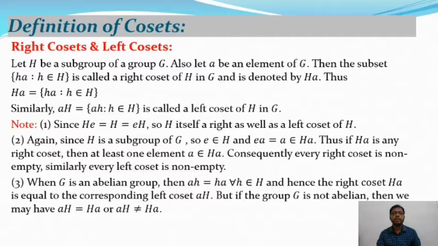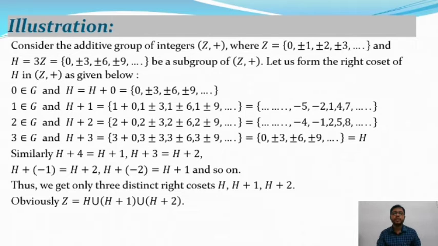So when G is an abelian group, then the left coset and right coset are both equal. But when G is not an abelian group, then from this we cannot say AH is equal to HA or AH is not equal to HA. So it is either AH equals HA or AH not equal to HA. This is the third property of the right coset as well as the left coset. And after that, we'll take an example on the coset.